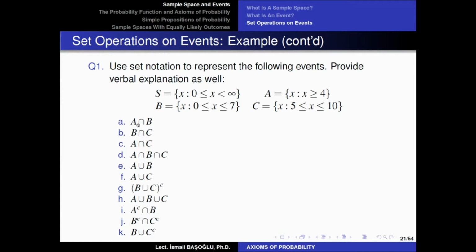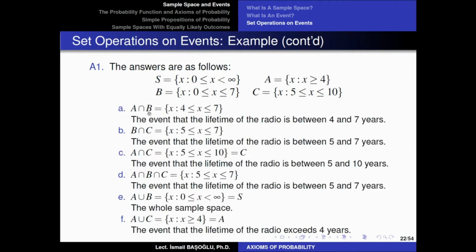Now start from A intersection B. So A intersection B is the intersection part of the interval between 0 and 7 and the ray from 4 to infinity. And that is the interval between 4 and 7. So A intersection B is the event that the lifetime of the radio is between 4 and 7 years. B intersection C contains real values between 5 and 7. So B intersection C is the event that the lifetime of the radio will be between 5 and 7 years.